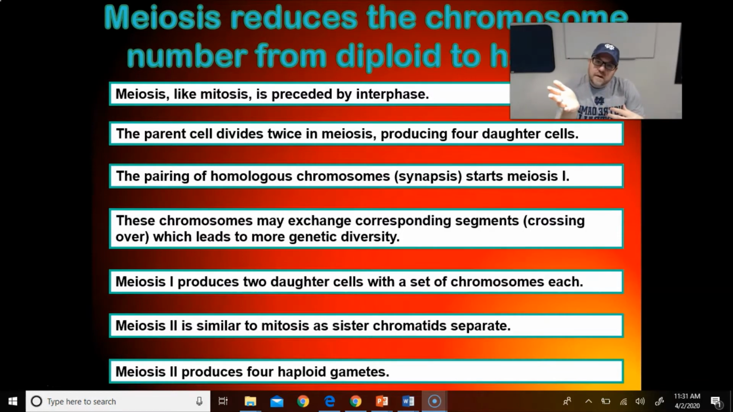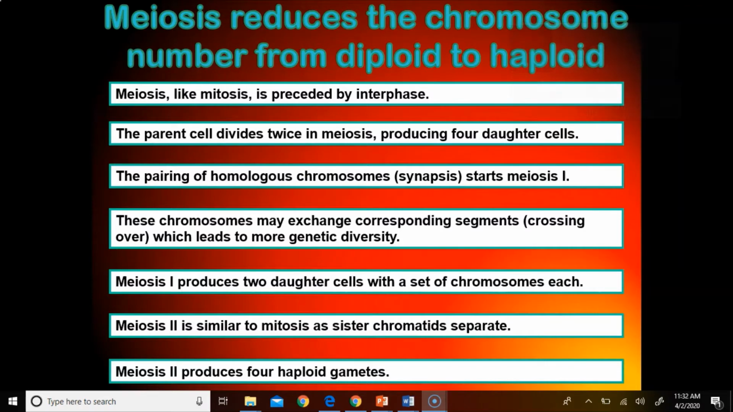The reason you have to copy your DNA is that we don't just want one piece of chromatin, a spaghetti noodle. We have to copy that so we have two, and eventually those two pieces can coil up in prophase, in this case prophase I, and form sister chromatids. So it's very important to go through interphase before you do meiosis. The parent cell divides twice, producing 4 daughter cells. In mitosis, we only divided once. And then the pairing of homologs, or homologous chromosomes, which is called synapsis, starts meiosis 1.